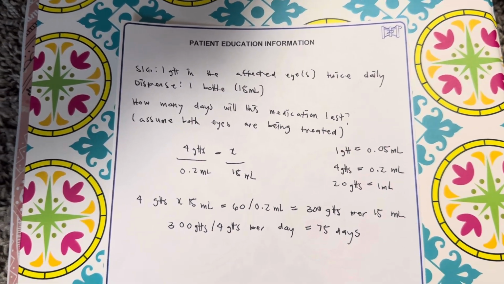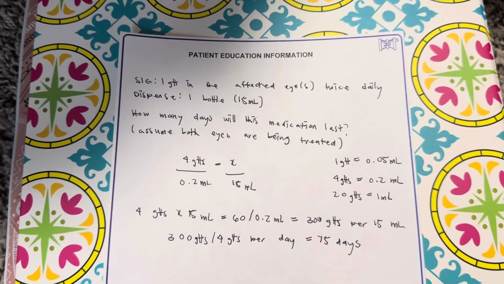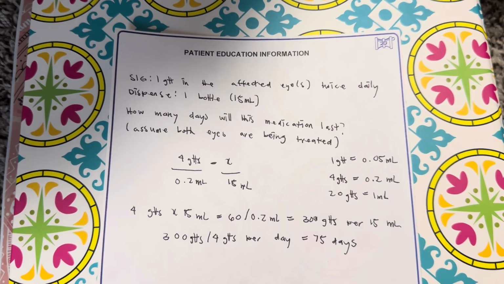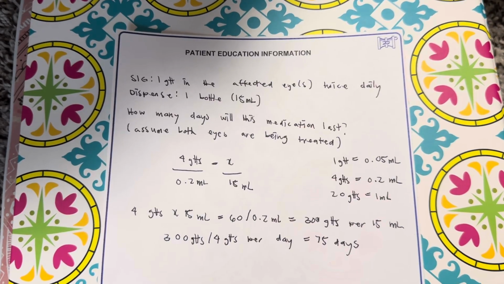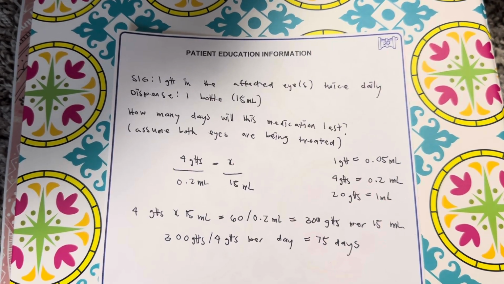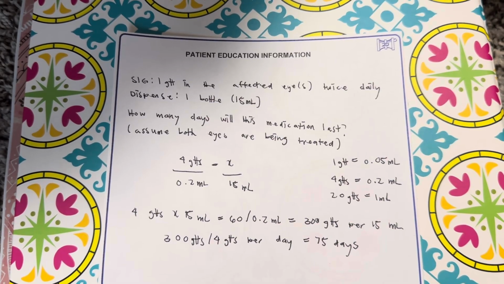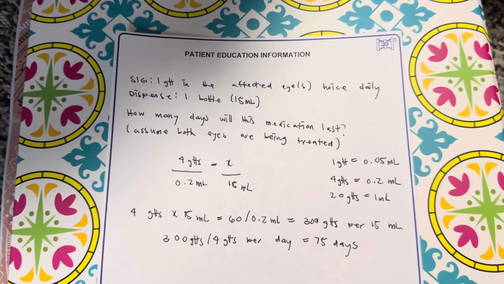The SIG is 1 Gtt in the affected eyes twice daily. Dispense 1 bottle, 15 milliliters. How many days will this medication last? Assume both eyes are being treated. So 1 Gtt, the Gtt is the SIG code for drop, in the affected eyes twice daily. So we'll assume that both eyes are being treated.